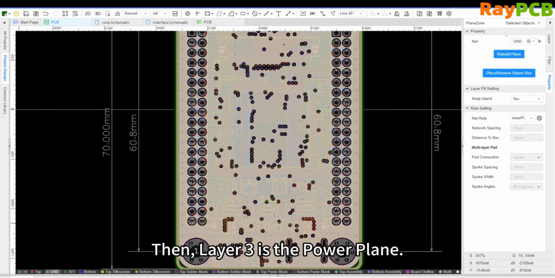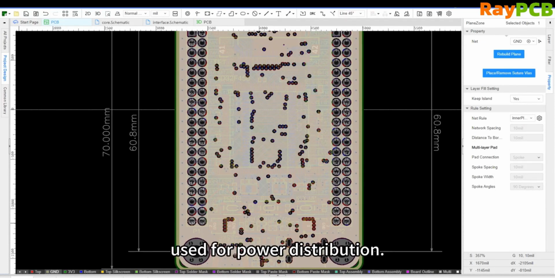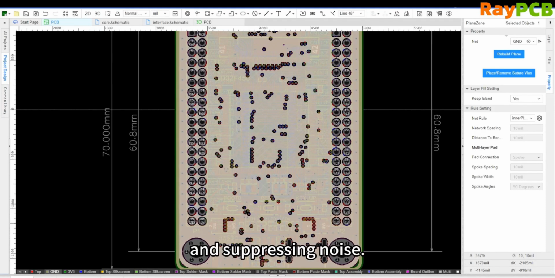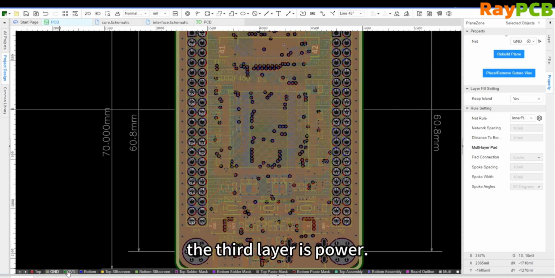Then the third layer is the power plane. This layer is usually a complete or segmented copper layer used for power distribution. It is adjacent to the ground plane, and together they form a large decoupling capacitance, which plays a significant role in stabilizing the power supply and suppressing noise. That is, the third layer in the middle. Since the second layer in the middle is ground, the third layer is the power plane.